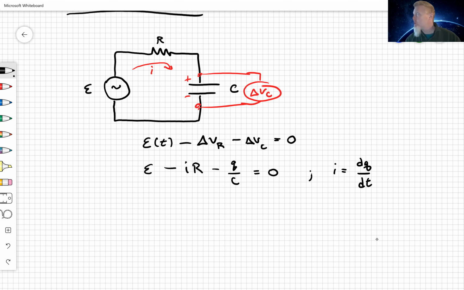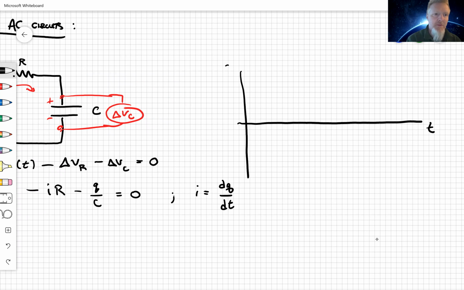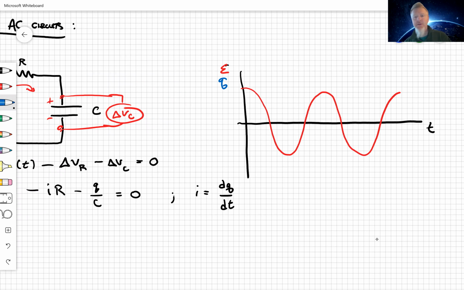So the charge on the capacitor is oscillating also, but it's not in phase with the voltage of the source, is it? Because note that if I draw, I'm just going to do this quickly, let's do this in red, the E, okay, and I say E is going like this, and I'm going to do Q on the capacitor in blue here.